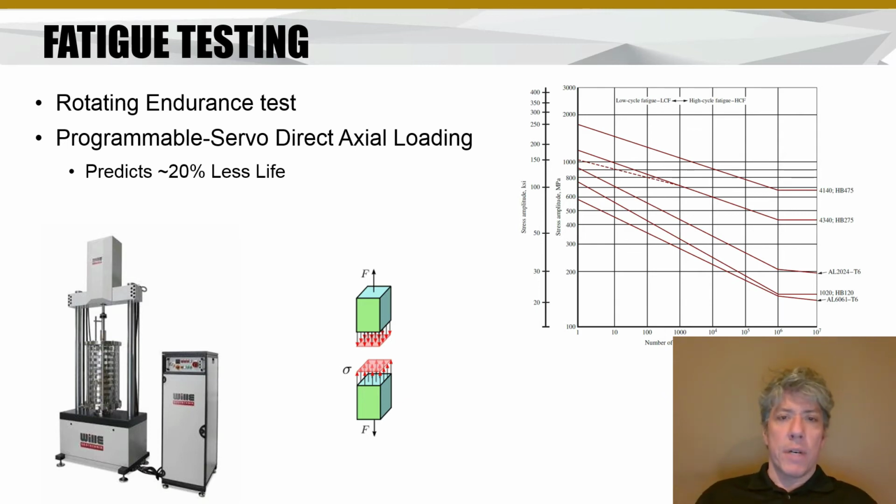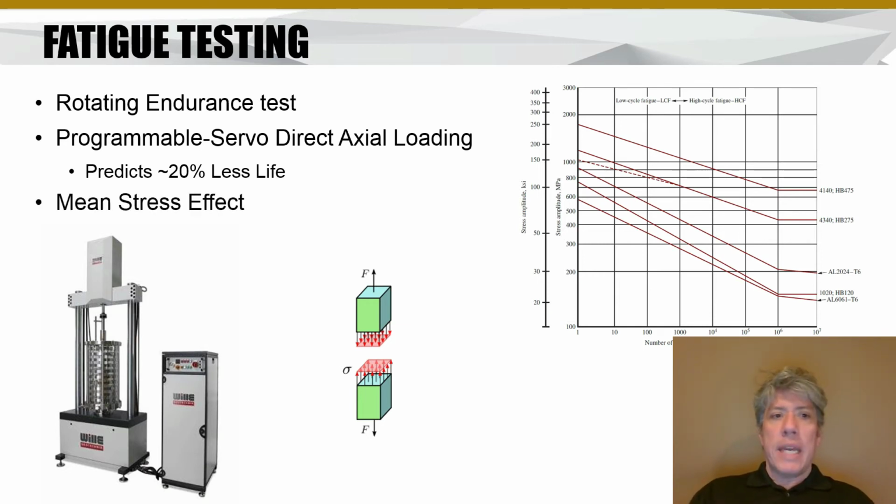This type of test usually predicts about 20% less life for the same kind of material that the rotating or the R.R. Moore test would predict. So it can be very useful. We've even got some former students who are working for companies where they're doing exactly this. They've got high life, high cycle hydraulic cylinders applying loads to structures repeatedly, however they want to program it, to see what it takes for that structure to fail.